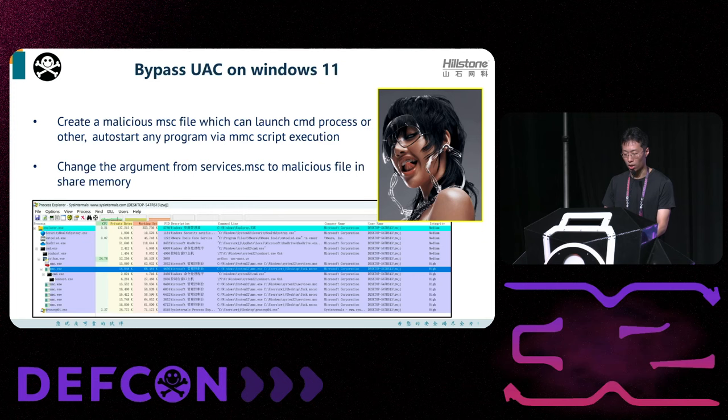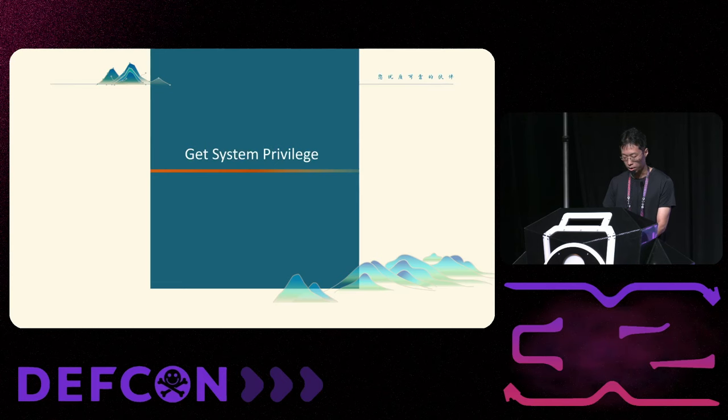But I'm not satisfied doing this. It's not even a vulnerability to Microsoft. You should be an administrator first, and administrator to system is not a security boundary, as we have seen from Microsoft. So the last step is to get system privilege. Another good thing is a truly exploitable bug.